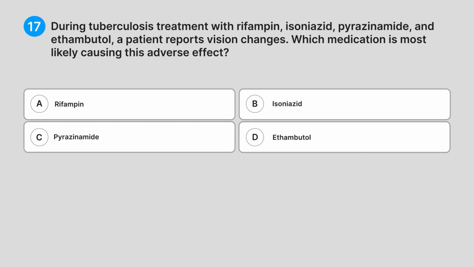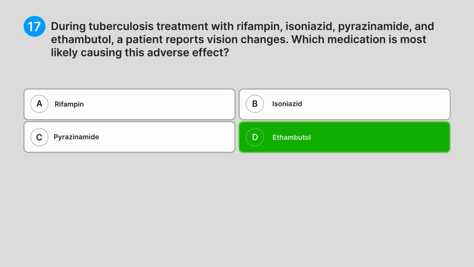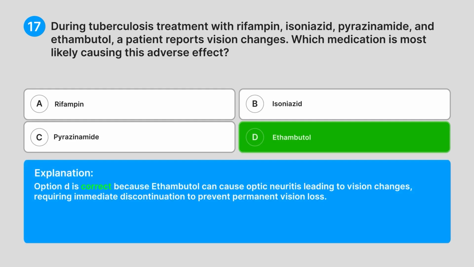Correct answer, D. Ethambutol. Explanation: Option D is correct because ethambutol can cause optic neuritis leading to vision changes, requiring immediate discontinuation to prevent permanent vision loss.